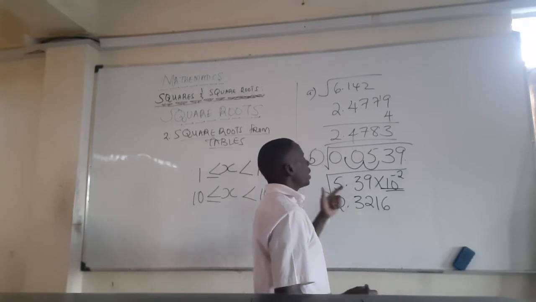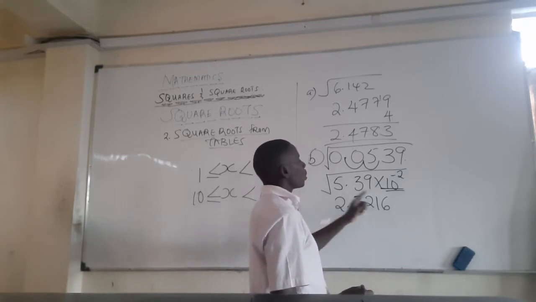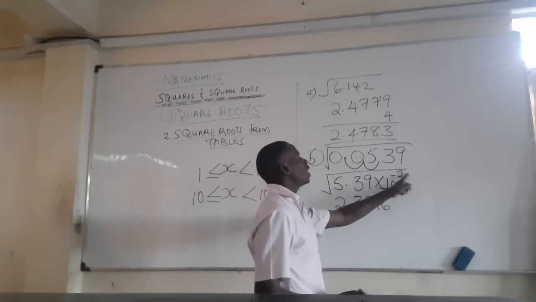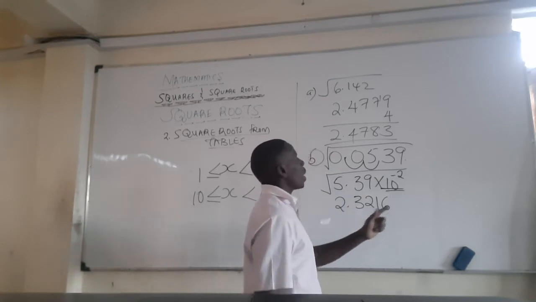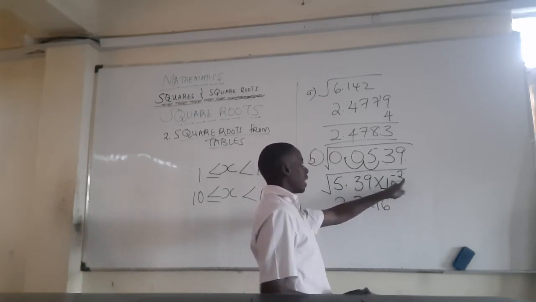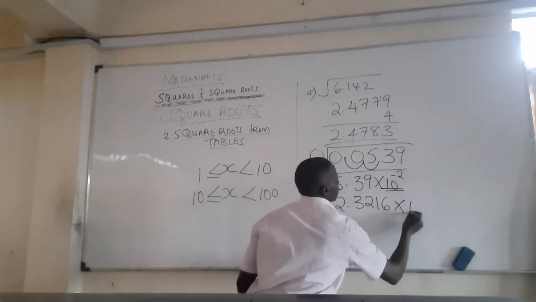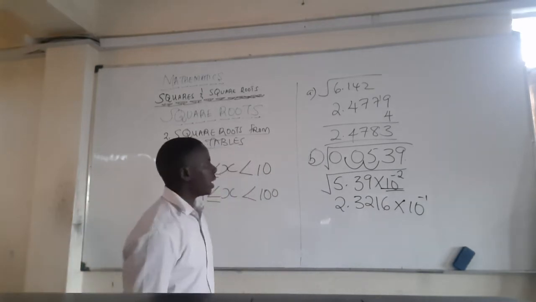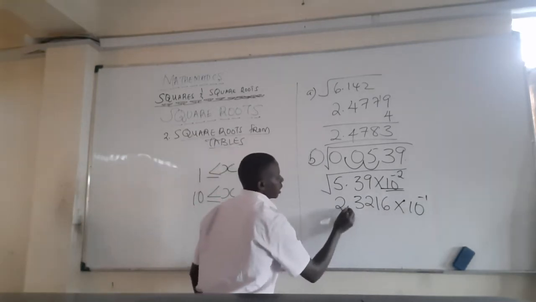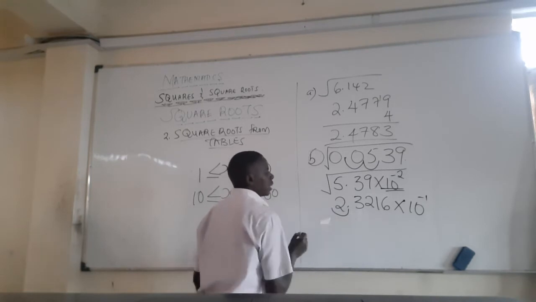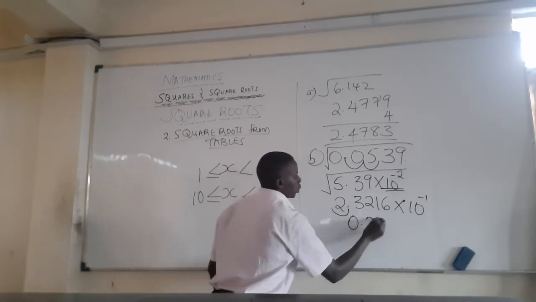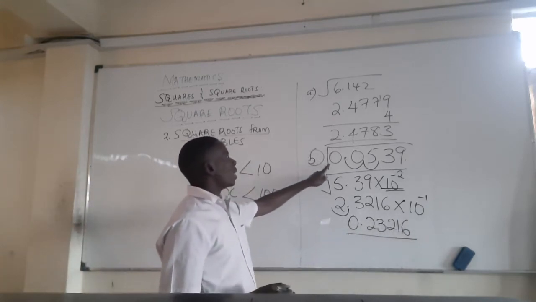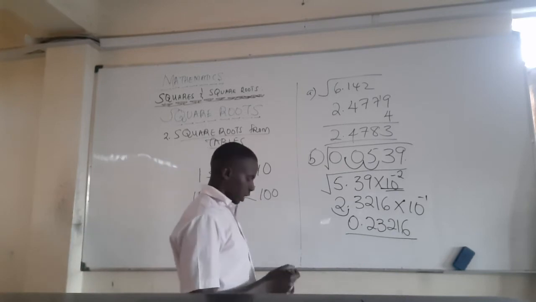Now, if you can recall, when we were squaring, we were multiplying the power by 2. But now, when we are looking at the square root, we divide the power by 2. That's the reason why we need to have the power being an even number. So 10 power negative 2 divided by 2 gives 10 power negative 1. You multiply by 10 power negative 1, you go backward one step, so you get 0.23216. That is the square root of 0.0539.